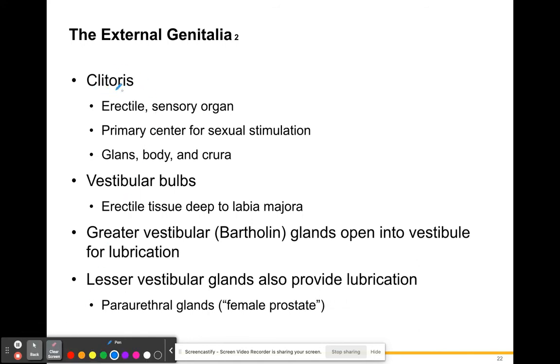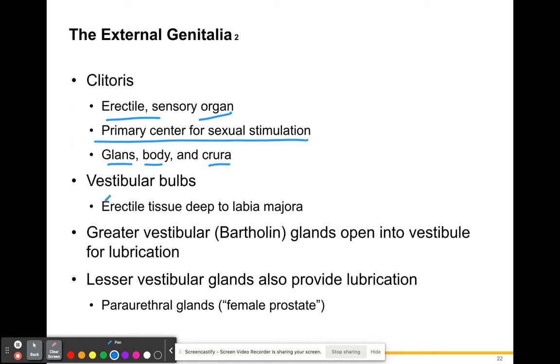Okay, the clitoris itself is considered to be erectile tissue. It is a sensory organ, very much like the head of the penis, with a very similar developmental structure. This is the primary center for sexual stimulation in a female. It also has a glans, a body, and a crura. Those are the three portions of it.